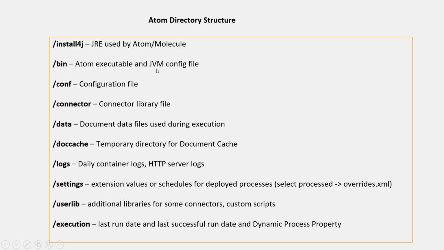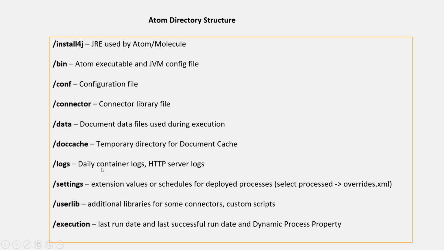So for any Atom configuration changes, we can go here and modify them and restart. Atom VM options can be modified. And the conf folder will have your connector library file. So whenever you execute a connector, that particular connector will be populated here in the connector folder. Data, the document data files used during execution, will be stored in data. And there is something called document cache, which we will be seeing later. It is the temporary directory created while executing document cache.